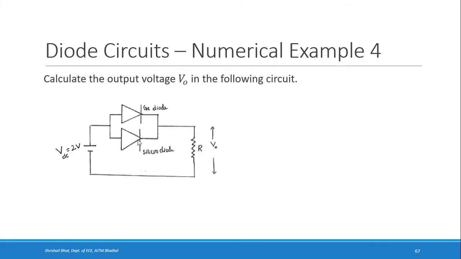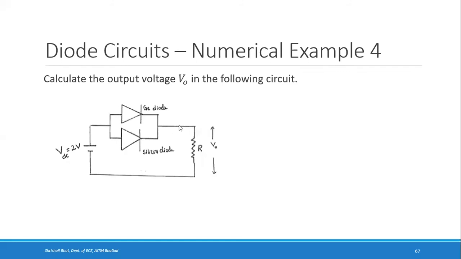But when will silicon diode start conducting the current? Only when the voltage across it is more than 0.7, when it crosses its threshold voltage of 0.7 volts. But what is the voltage across it now? 0.3 volts, right? The 0.3 volts is lesser than the threshold voltage for silicon diode. That's why here only germanium diode will be conducting, whereas silicon diode is not conducting because the voltage across it is lesser than its threshold voltage.